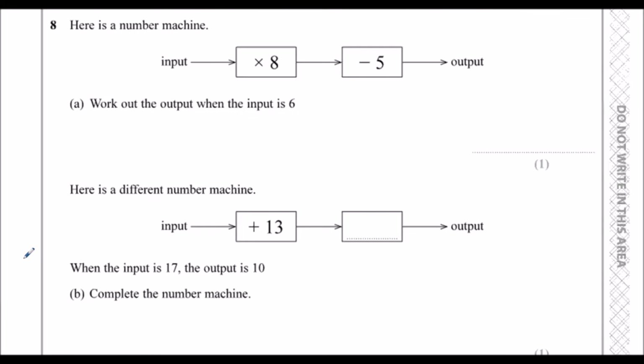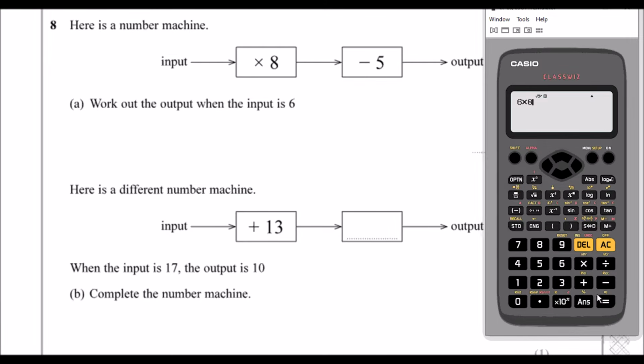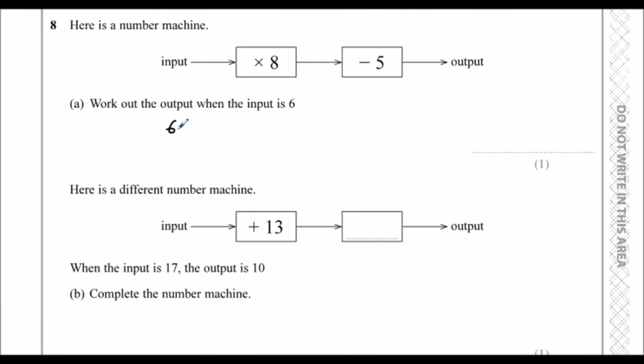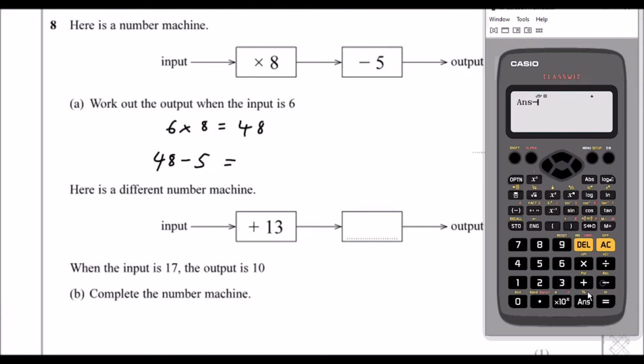Question 8. Here is a number machine. So we're going to times by 8 and then take away 5. So you put a number in, times it by 8, take away 5, and then a number comes out the other side. We need to work out the output when the input is 6. So we're putting 6 into this number machine. So we're going to times it by 8. 6 times 8 is 48. And then we're going to take away 5. So 48 take away 5 is 43.